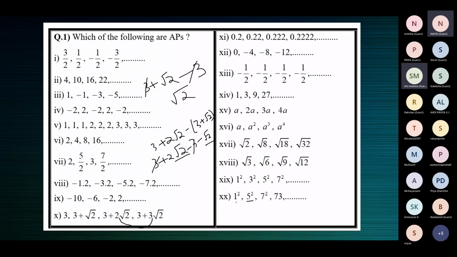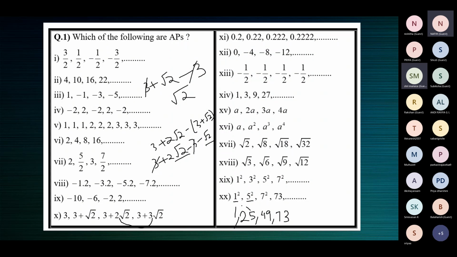Children, is 5 square minus 1 square 4 square? No, ma'am. What is 5 square? 25. What is 1 square? 1. So you should rewrite the terms. You should write it as 1, 25, 49, and then check the common difference. 73 and so on.